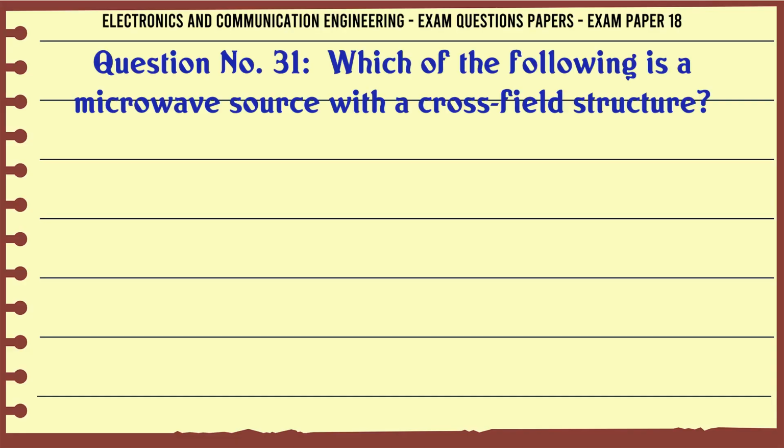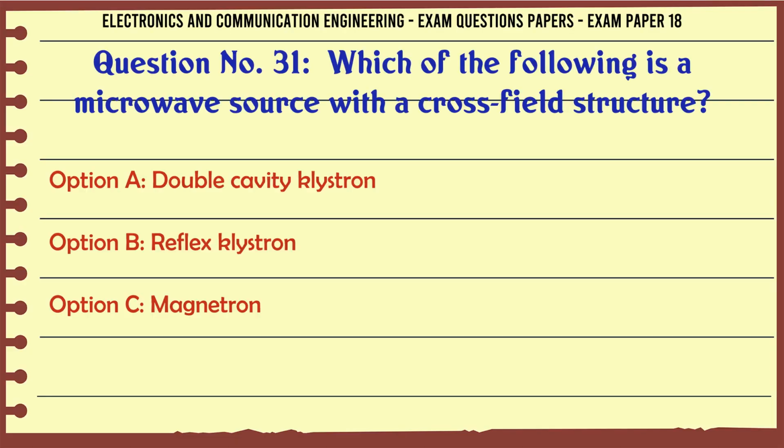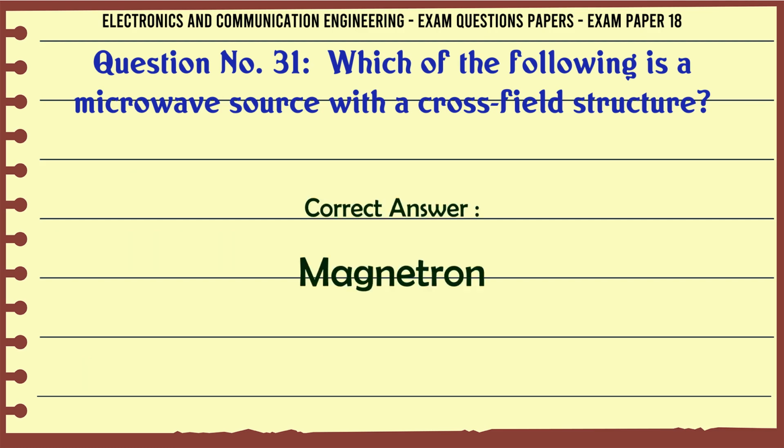Which of the following is a microwave source with a cross-field structure? A. Double cavity klystron, B. Reflex klystron, C. Magnetron, D. Traveling wave tube. The correct answer is magnetron.